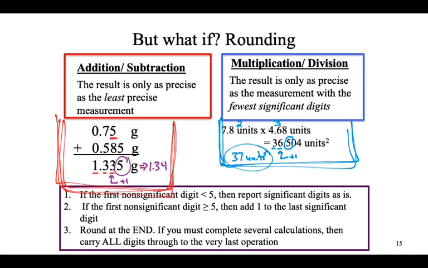Yes? What's the difference between the least precise and the fewest significant digits? Fewest significant digits is just how many numbers there are. Least precise is where do you stop writing numbers. Okay. So it's counting versus last place, which is, I wish I had a better way. Okay?